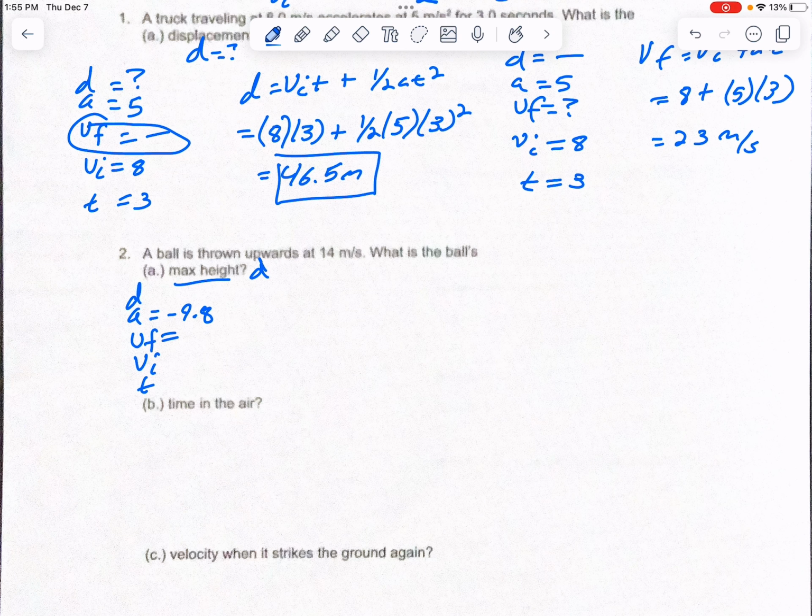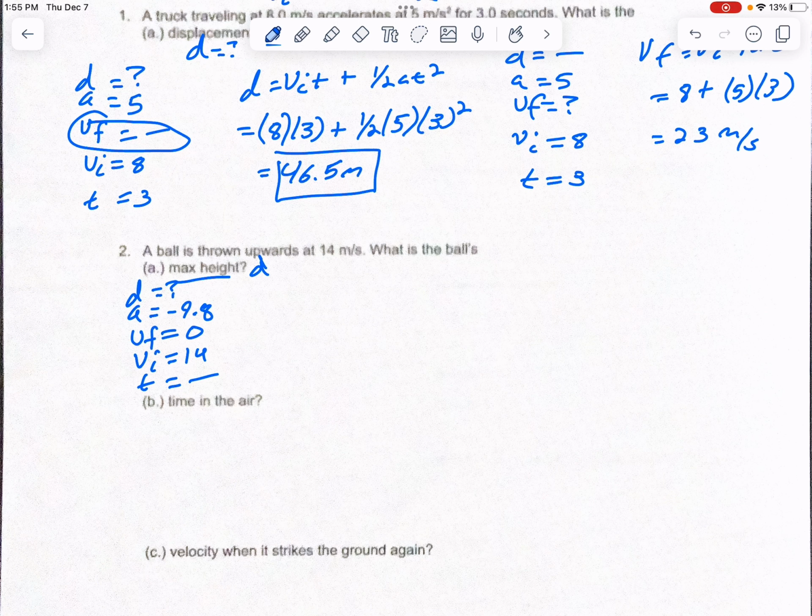We don't know the max height, so you're looking for distance. That means we did not care about time, so you can use equation number 5. VF squared equals VI squared plus 2AD. So 0 equals 14 squared plus 2 times negative 9.8 times distance. Move that 14 squared to the other side and then divide both sides by negative 19.6. And you should get a distance of 10 meters, and that is your height.